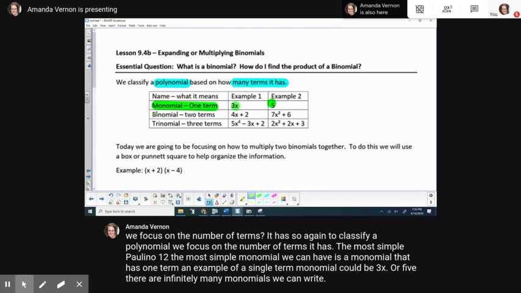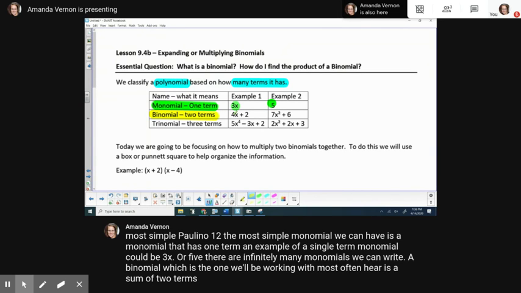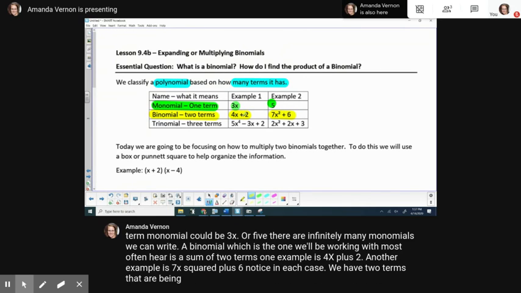A binomial, which is the one we'll be working with most often here, is a sum of two terms. One example is 4x plus 2. Another example is 7x squared plus 6. Notice in each case we have two terms that are being combined by an addition sign.